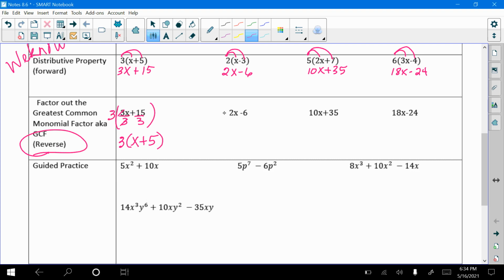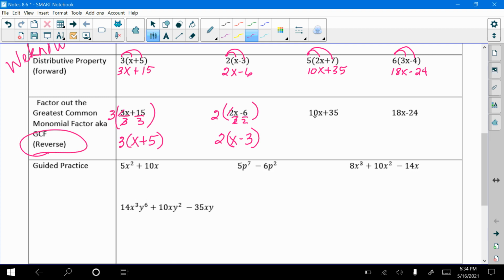Same thing on this next one. I'm going to divide out a 2. So I divide both items by 2, and I get 2 parentheses x, and negative 6 divided by 2 is negative 3. So we're kind of dancing. We went forward, we distributed, and now we're going to take it back. Okay? So giveth and taketh away.